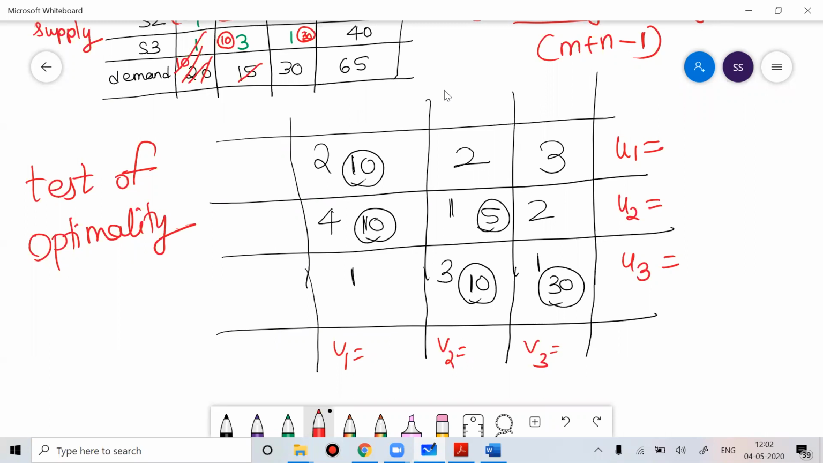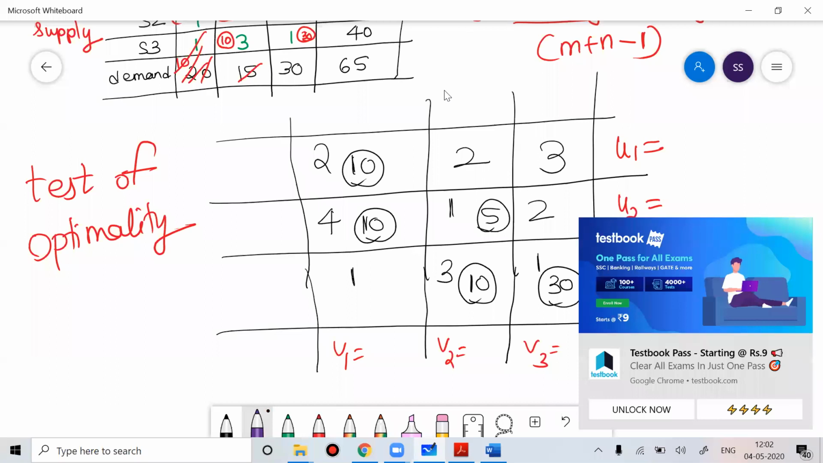If you see the first row, only one cell is occupied. In the second row, 2 cells are occupied. In the third row, 2 cells are occupied. In the first column, 2 cells are occupied. In the second column, 2 cells are occupied. In the third column, only one cell is occupied. Try to put equal to 0 the row or column which has maximum occupation. It doesn't matter, you can put any variable equal to 0.